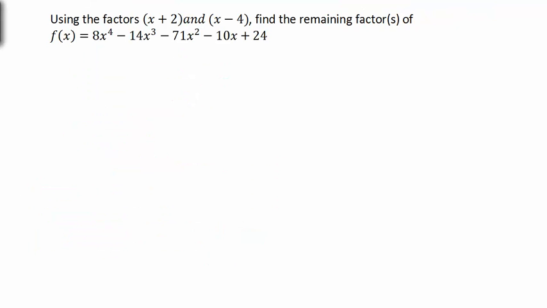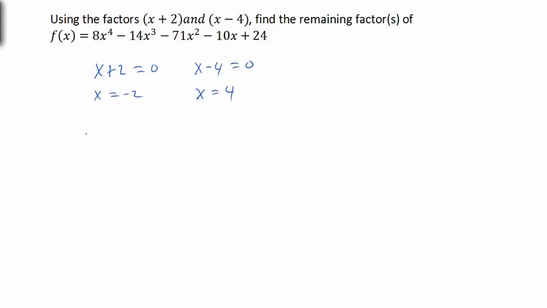Now for the last example we have here, it says using the factors x plus 2 and x minus 4, once again we want to find the remaining factors of the following function. So if x plus 2 is a factor, then we can set that equal to 0, and we can look at x equals negative 2, and then we could take x minus 4, we set that equal to 0, so we get x equals positive 4. So again, you could start with either one of these.